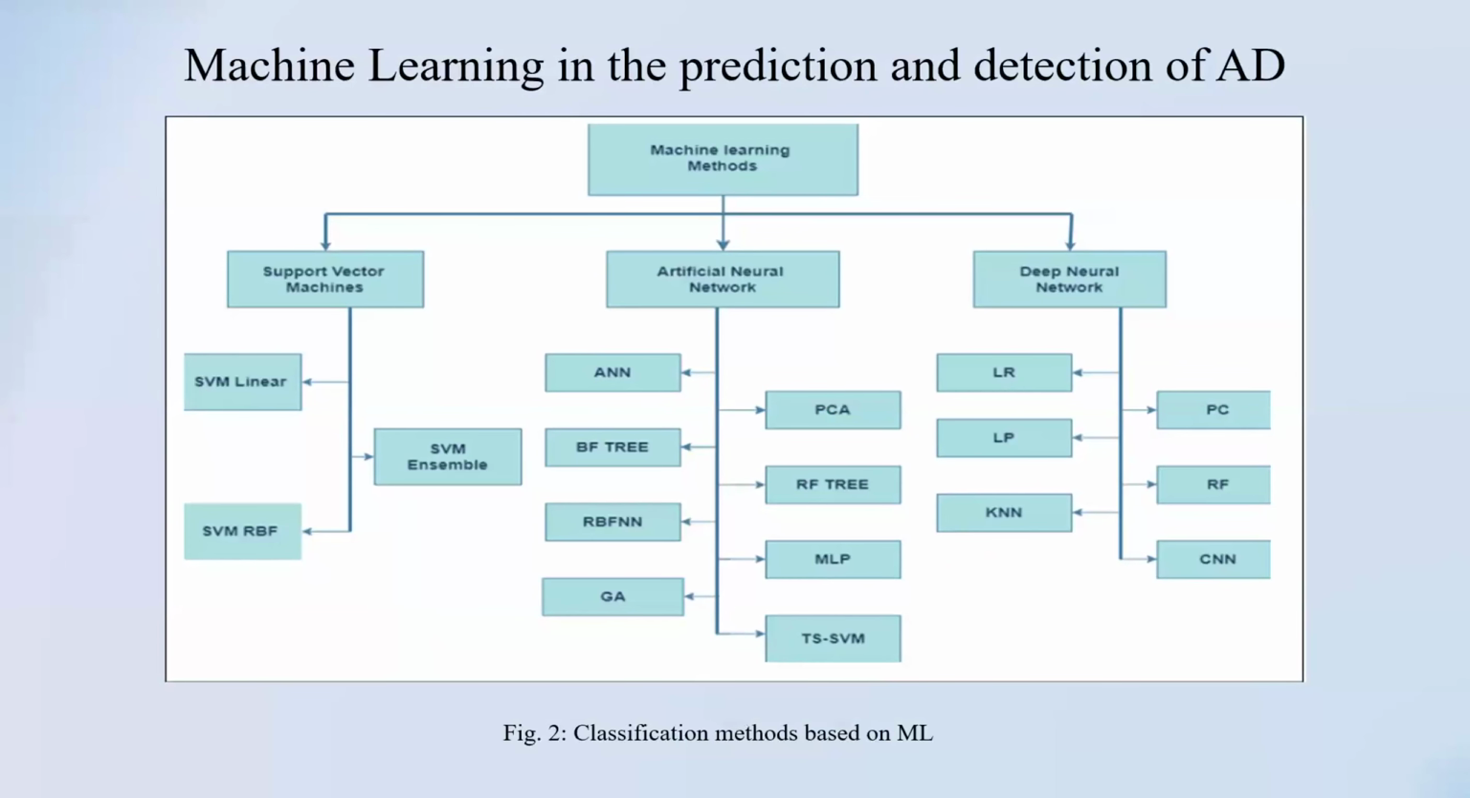Lots of machine learning techniques are available for prediction and detection of Alzheimer's disease. Researchers have achieved very precise results by using these techniques. Basically, machine learning techniques or methods can be divided into three categories. First one, SVM, artificial neural network, deep neural network.